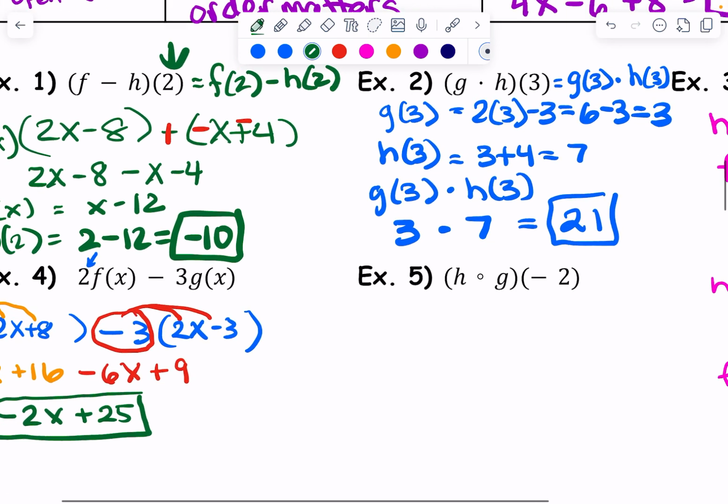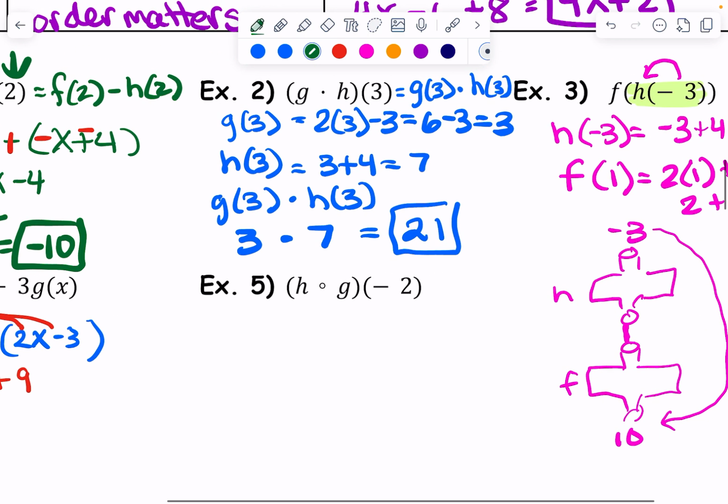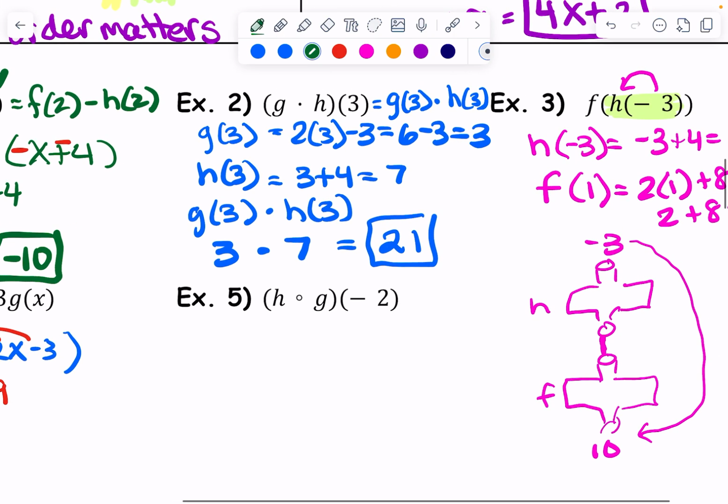And then we're going to do one more composition because I think that it's important to see the difference between this notation and this notation. But remember that they are the same, right? They are the same. This still means h of g of negative 2, which means negative 2 went into g, and then we took whatever came out and put it into h.